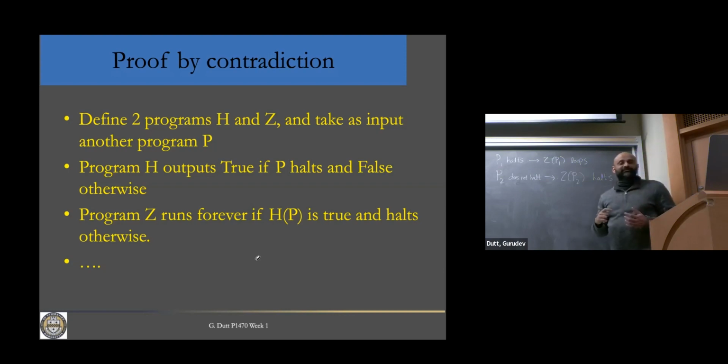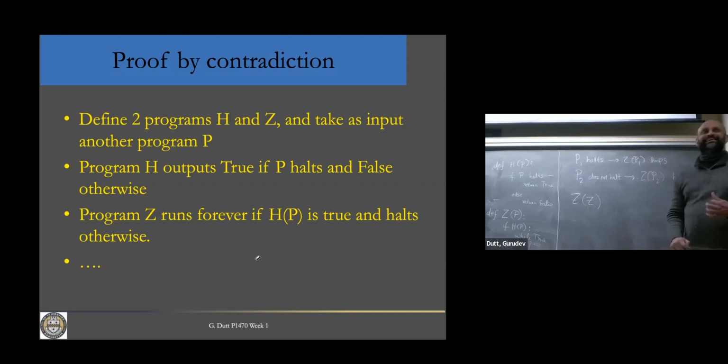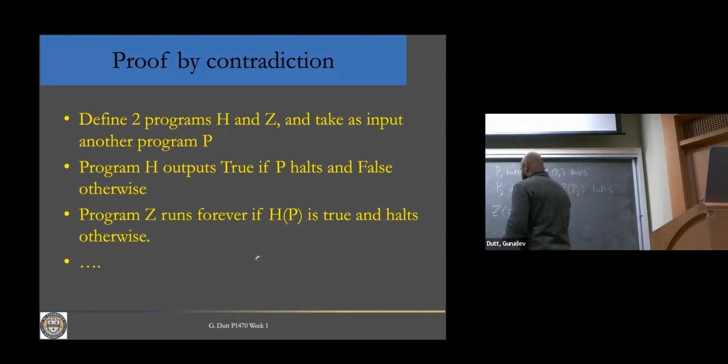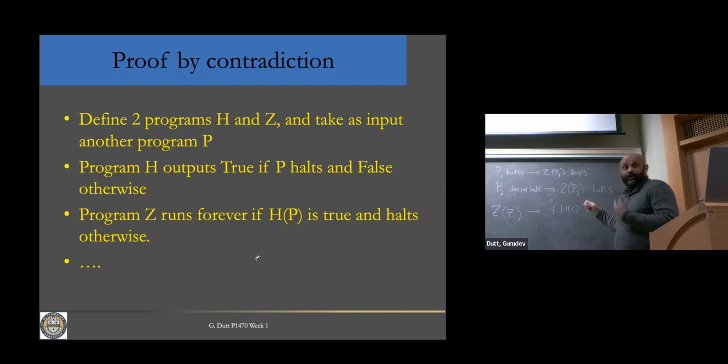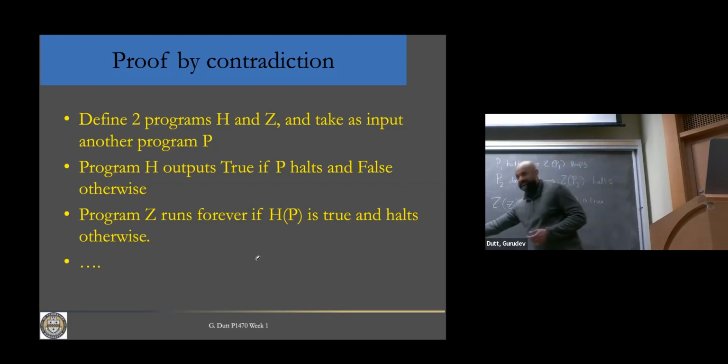Now comes the magic, right? Consider the input Z of Z, a great recursion. I give Z back to itself. What's going to happen? Let's check all the possibilities. Let's go into the loop. If H of Z is true, which means Z halts, what will Z actually do? It loops forever.